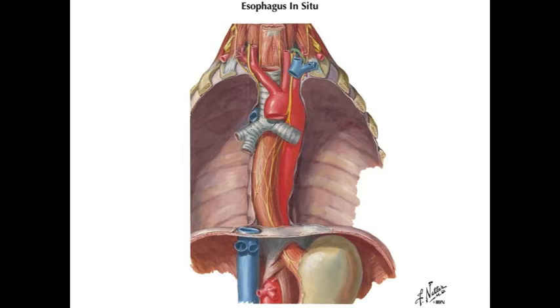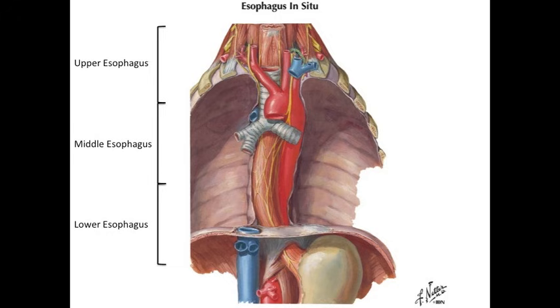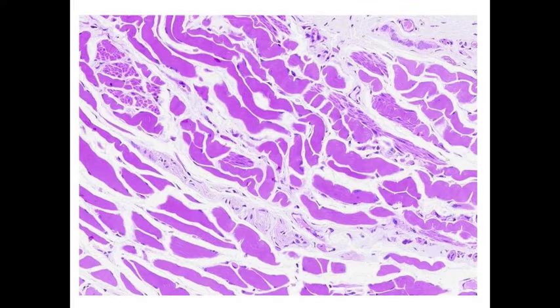The muscularis externa is unique in that there is a gradual transition from primarily skeletal muscle in the upper esophagus to smooth muscle in the lower esophagus. Histological section of the muscularis externa of the middle region shows the interwoven smooth and skeletal muscle fibers.